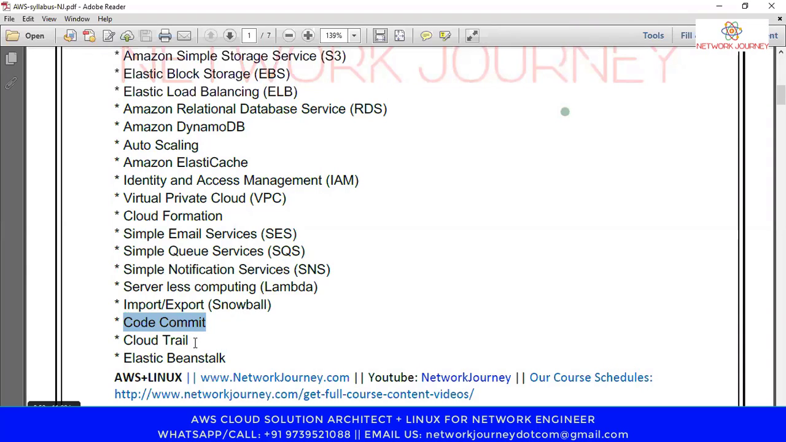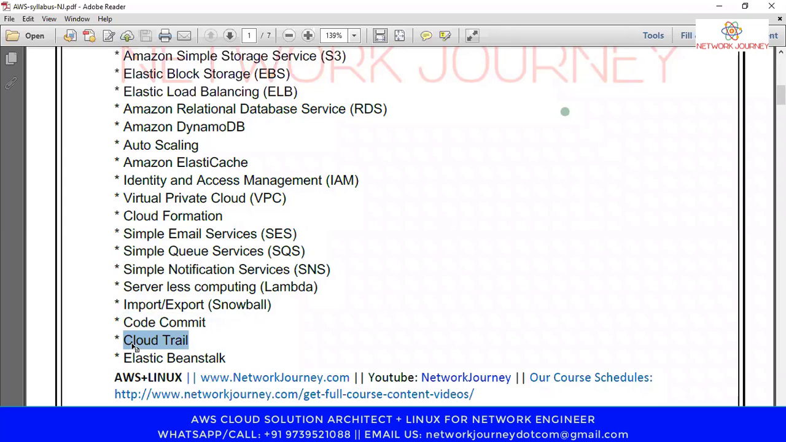Next to that, CloudTrail. CloudTrail is a service. By using CloudTrail, you can track the user activity, which engineer is doing what kind of activity. We have many cloud engineers under a project, right? So what kind of operation is going on? You can track the user's activity, what operation is going on currently, by CloudTrail actually.